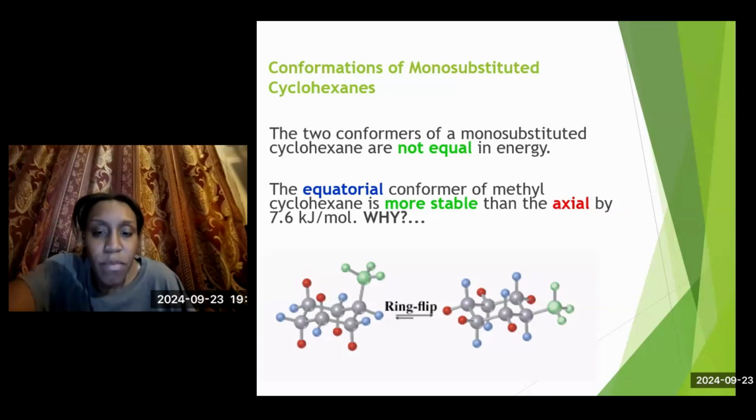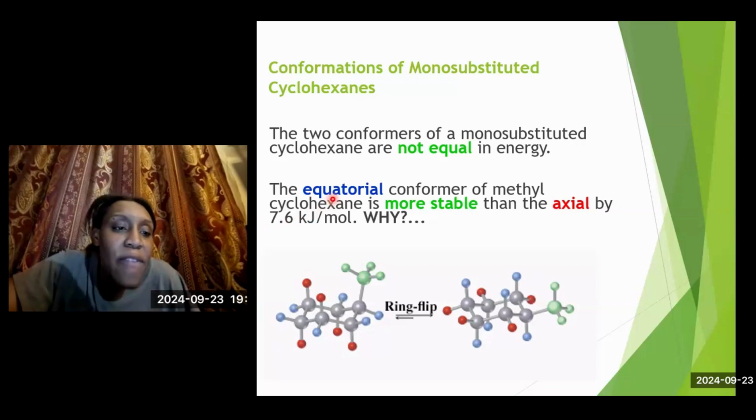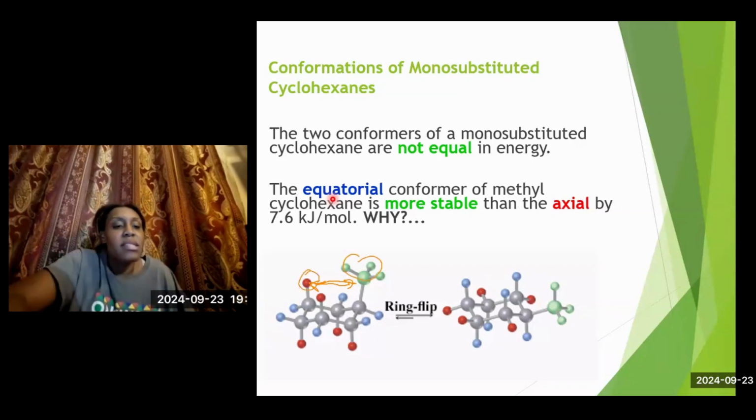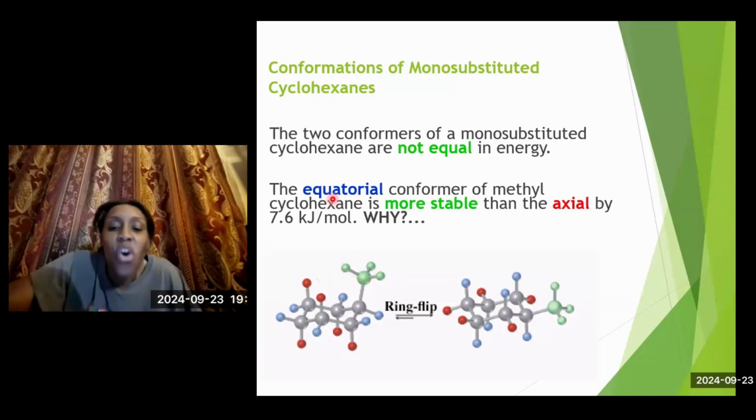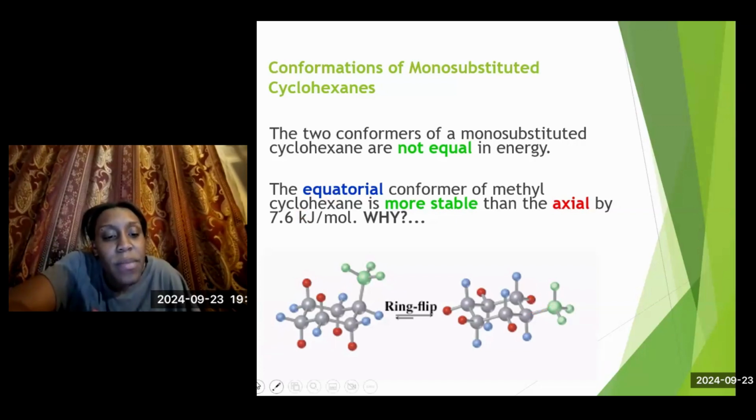And that's because if you notice, if I'm looking at this here, you have some torsional strain. This is eclipsed by this. They're both eclipsed. Whereas when they're equatorial, it's actually staggered. It's in between. It's staggered. So let's look at this in another angle.